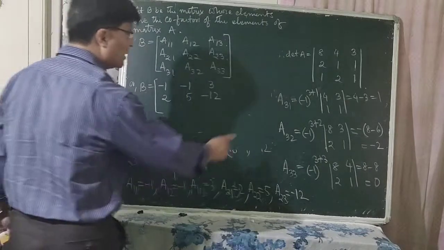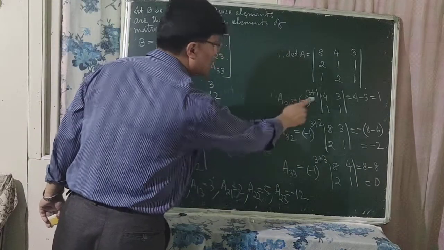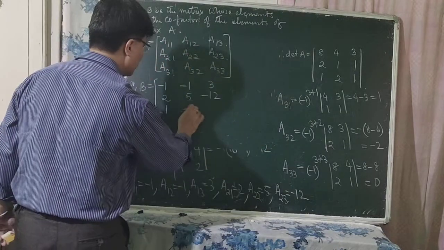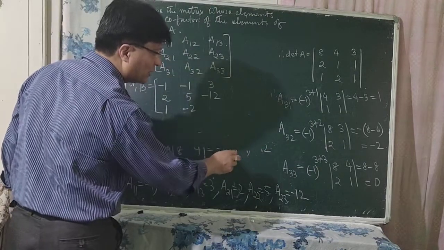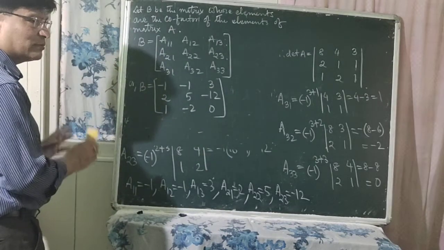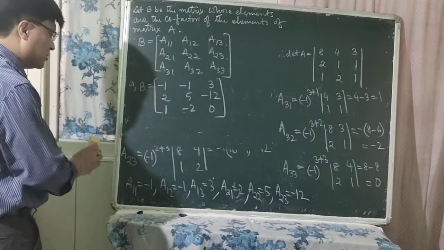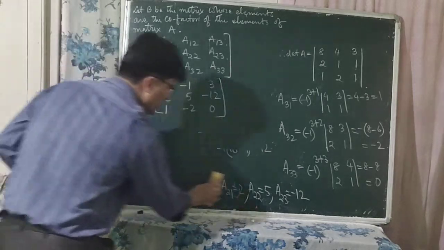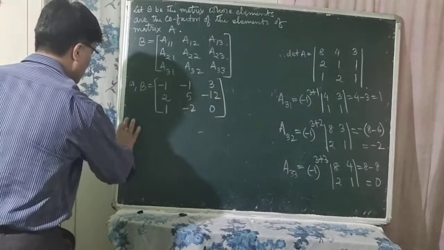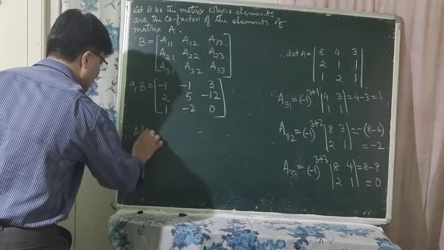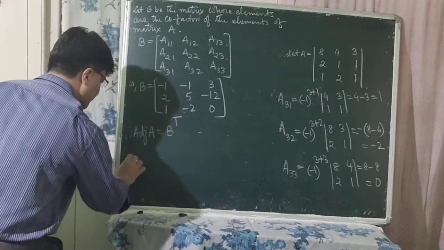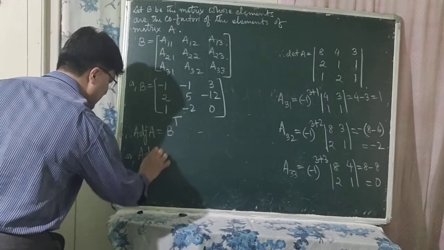So what is A31? Just now we found out. What is A31? It is 1. What is A32? -2. What is A33? That is your 0. So these are the cofactors of the elements of the matrix A. That is denoted by matrix B. Now you have to get the adjoint of A. Therefore, ADJ A is equal to B transpose.